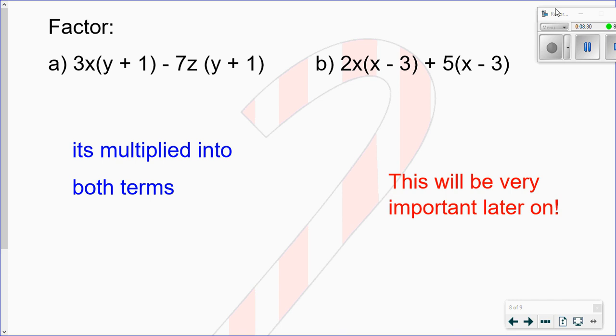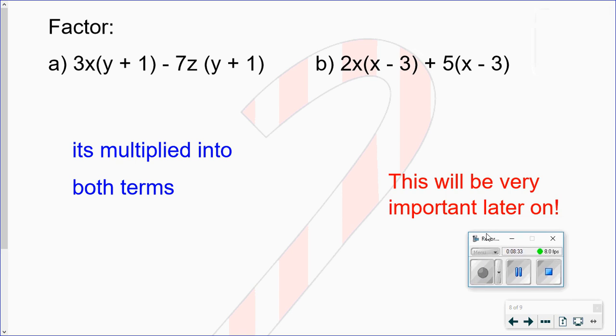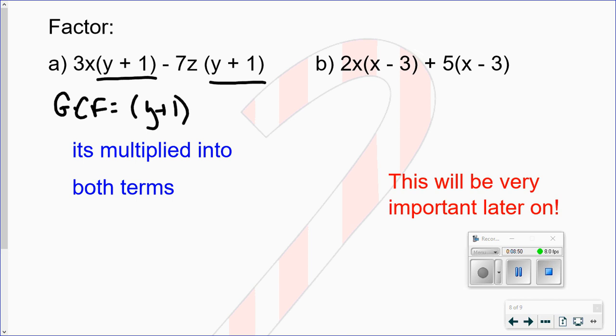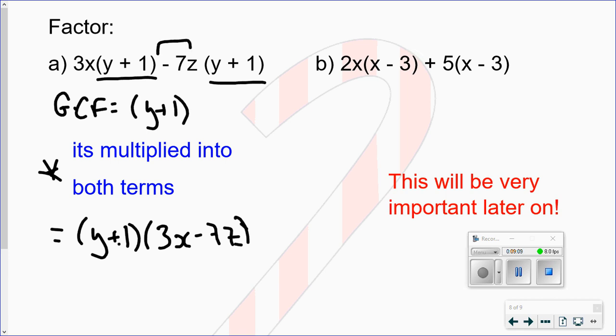Now, this is a bit odd. If you have a look, the greatest common factor is y plus 1. And the reason why is it's multiplied into both terms. So when we factor it, we state our greatest common factor first, and then rewrite everything else that's left. Notice that subtraction sign came along for the trip with the 7. So try the second one.